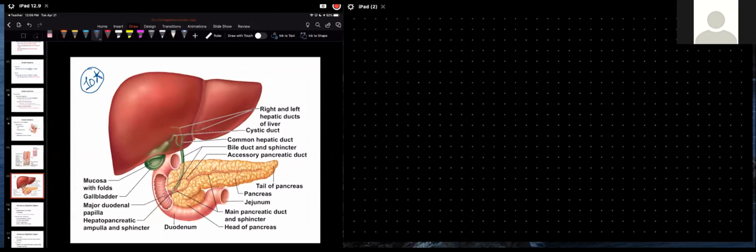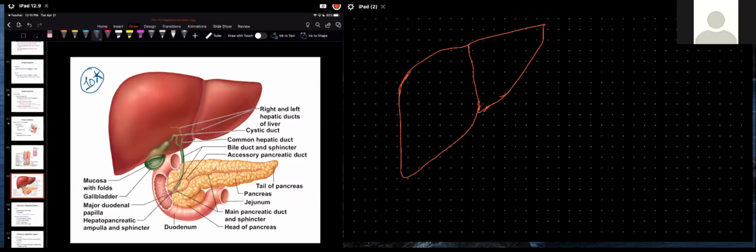We can see on the side the liver. The liver is formed of 4 lobes. We have right lobe, left lobe, caudate and quadrate lobes. But what we can see from this view is just the right lobe and the left lobe. This is the right, this is the left lobe.